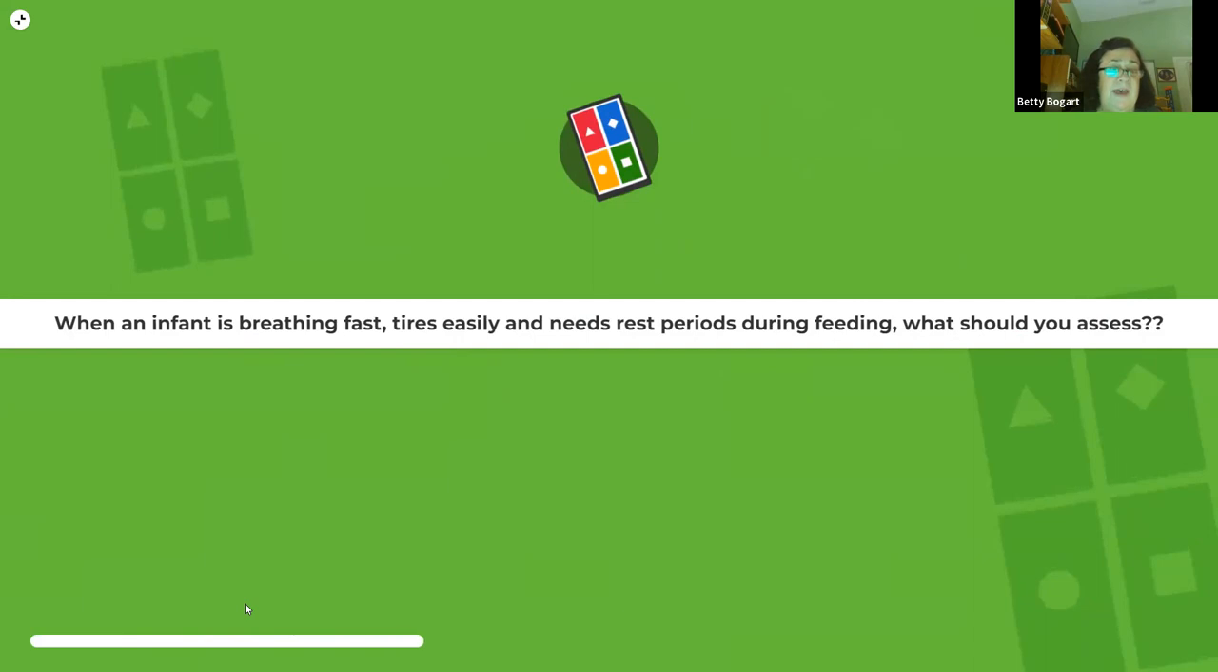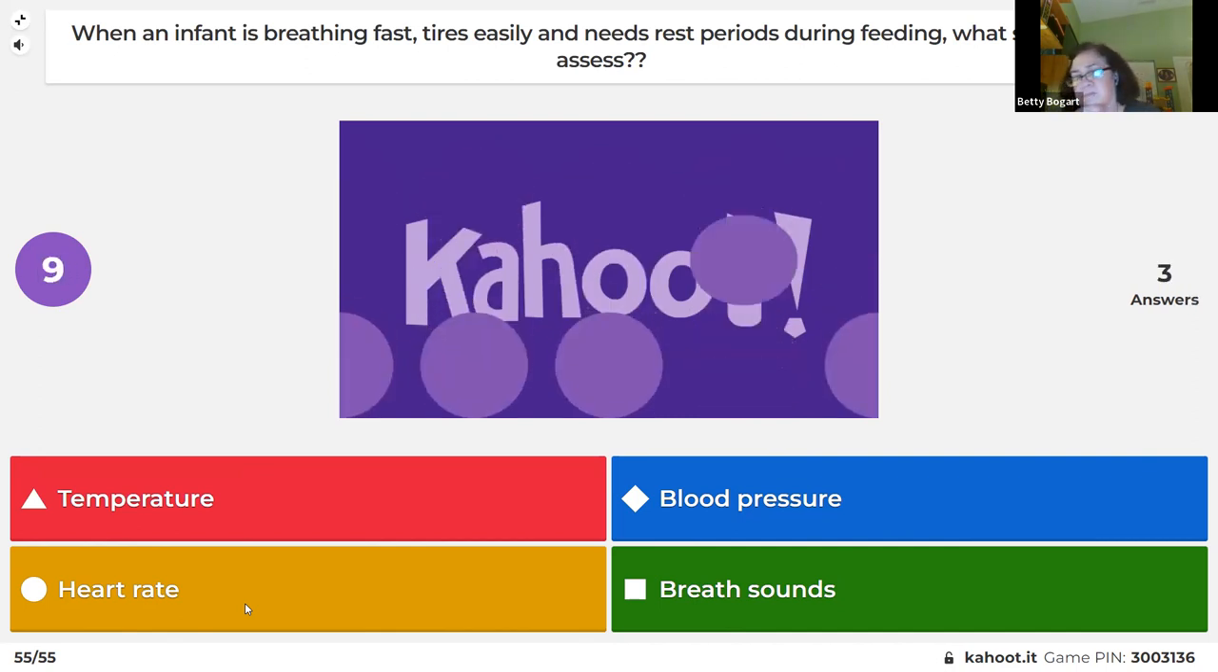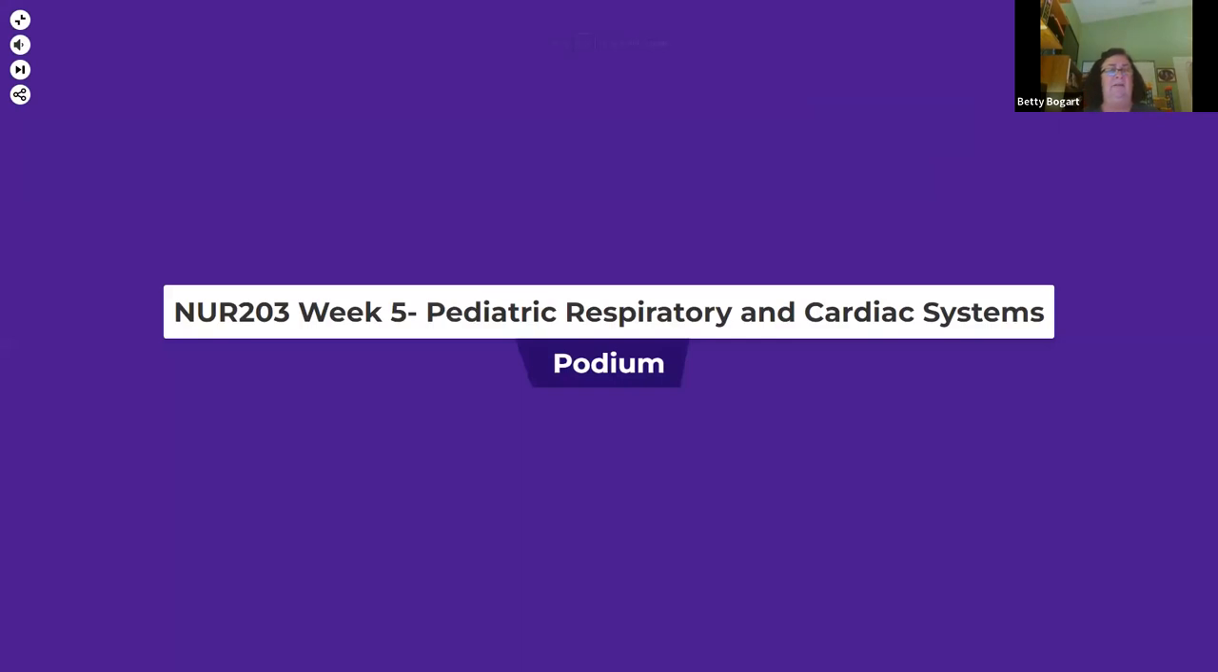When an infant is breathing fast, tires easily, and needs rest periods during feedings, what should you assess? What do you think is going on? They're breathing fast. They're tired easy. They need a lot of rest. What are you suspecting? What does that sound like to you? Think it sounds like congestive heart failure, doesn't it? Let's listen to those breath sounds and see if they're clear. If they're not, something's going on. You can sure listen to the heart rate, count the respirations, but listening is going to give you your best answer.